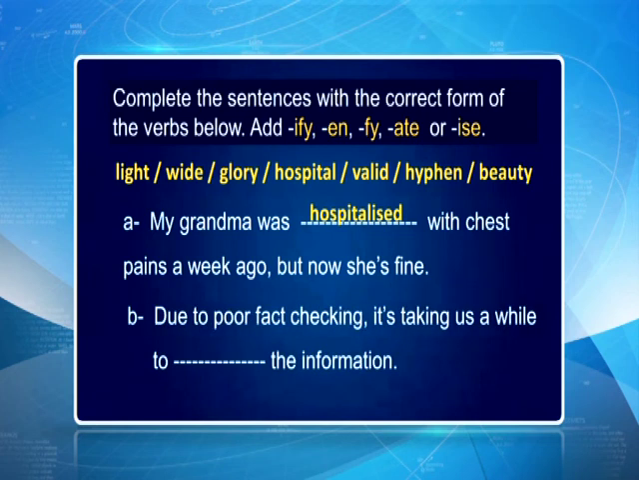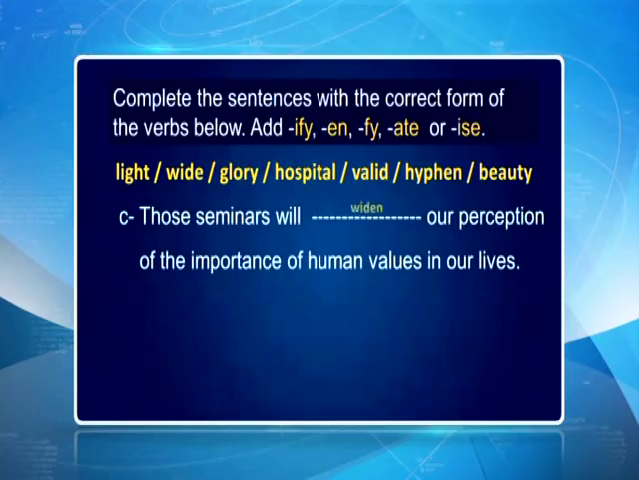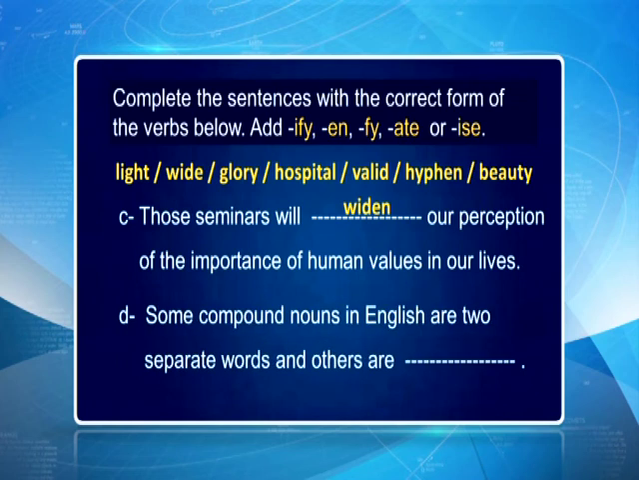Next question. "Due to poor fact checking, it's taken us a while to blank the information." Again, a word plus a suffix to fill the blank. This time it should be validate. Validate, that is to approve, to publicly approve of something. Next question. "Those seminars will blank our perception of the importance of human values in our lives." So again, they will widen. Wide plus en.